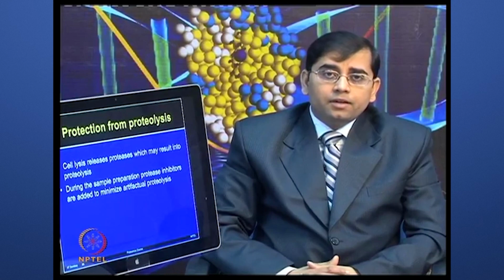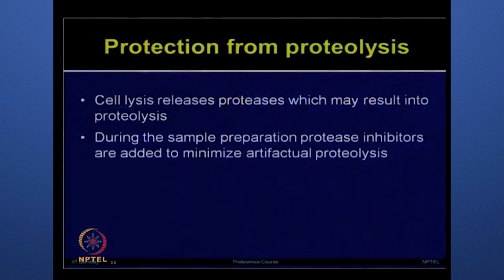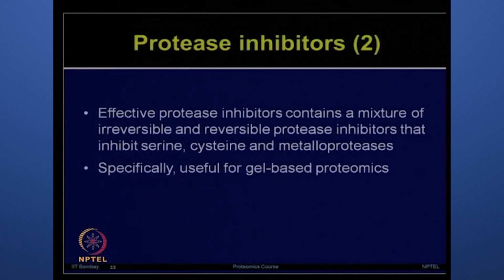So, cell lysis will release various proteases which may result in proteolysis. During the sample preparation, one can use different types of protease inhibitors which can minimize the artifactual proteolysis. The effective protease inhibitors contain a mixture of different types of protease inhibitors, irreversible and reversible, which inhibit serine, cysteine and different metalloproteases. This step is more important when you are preparing your samples for gel based proteomic applications.